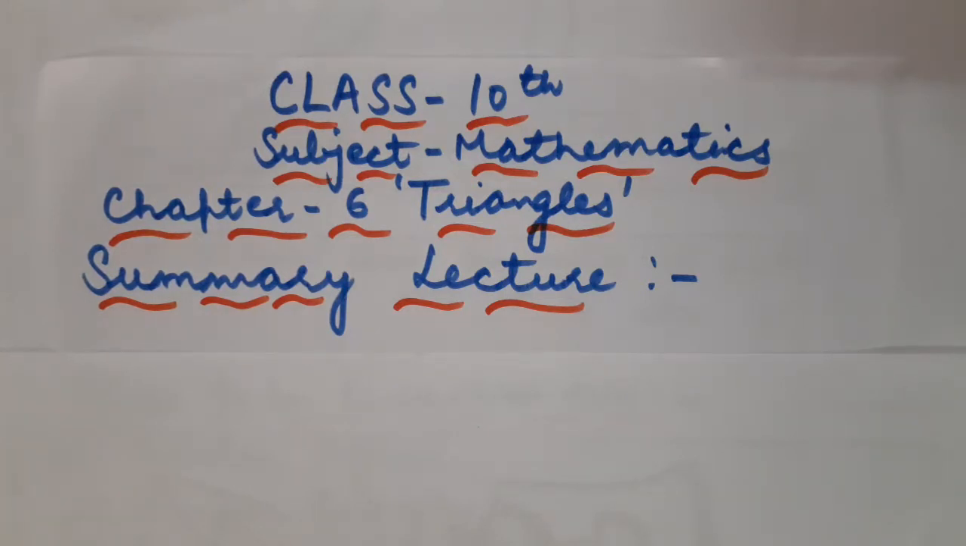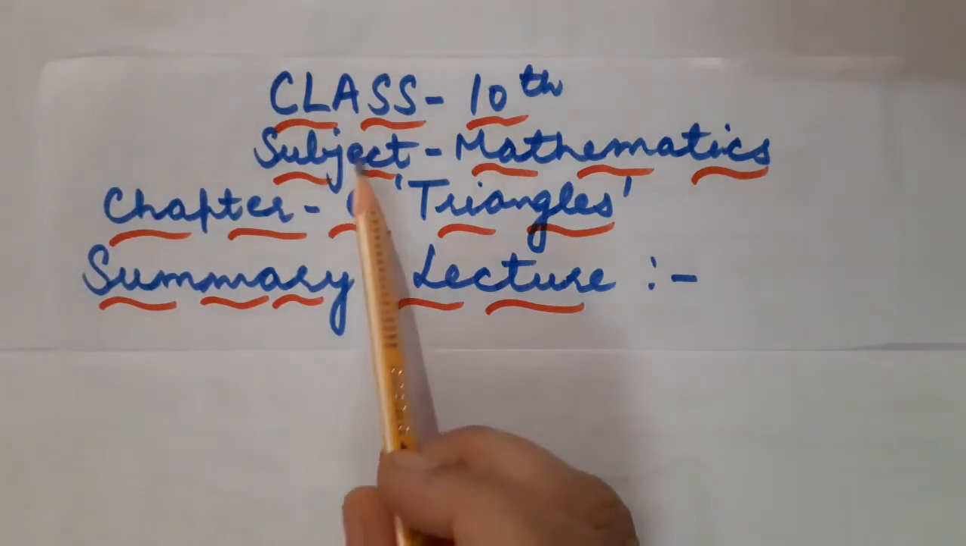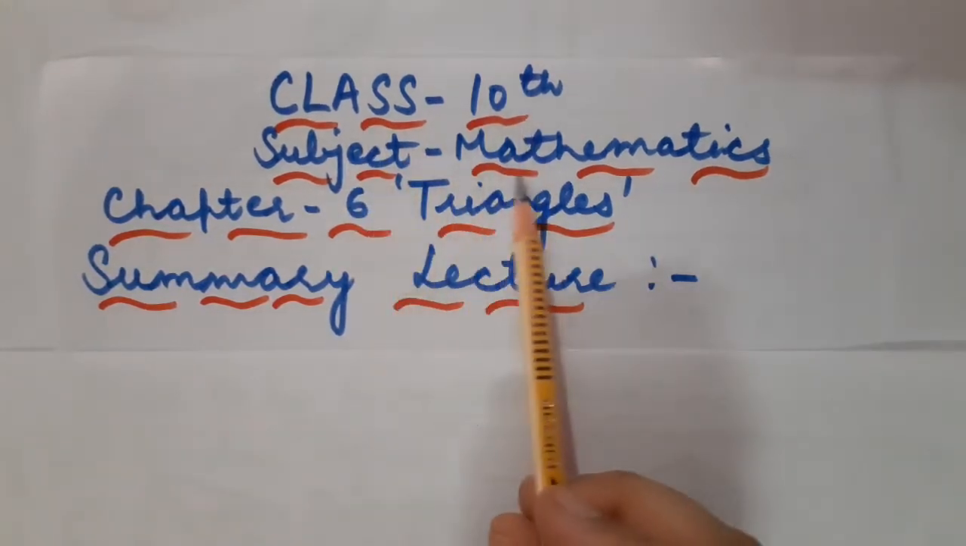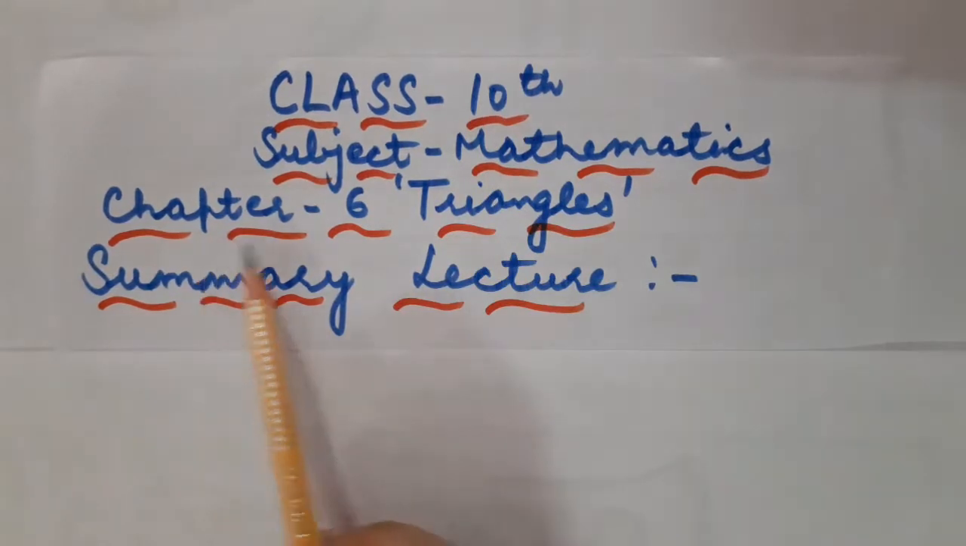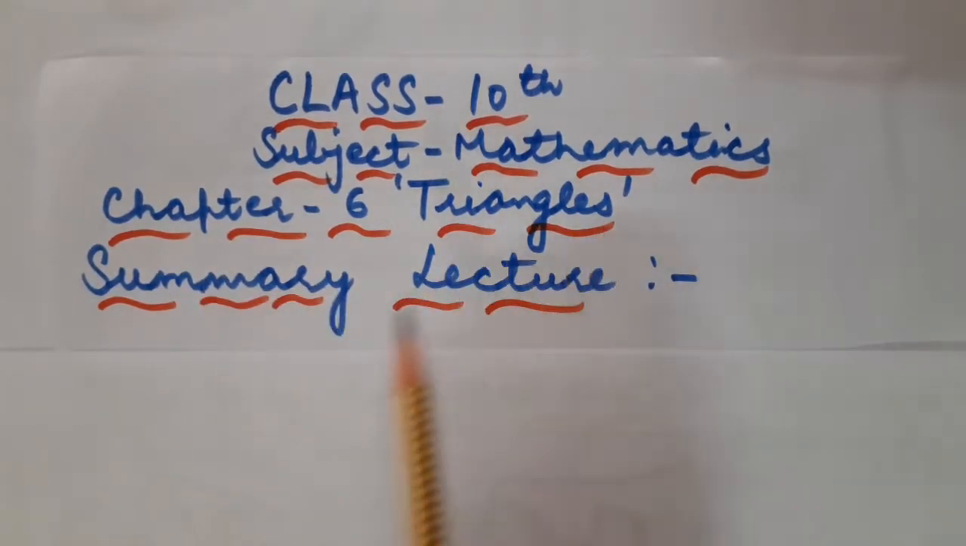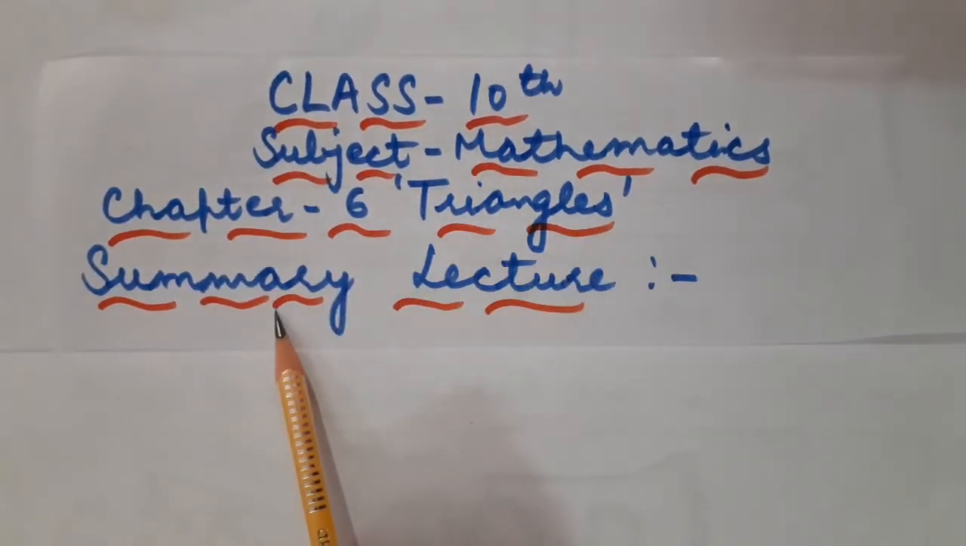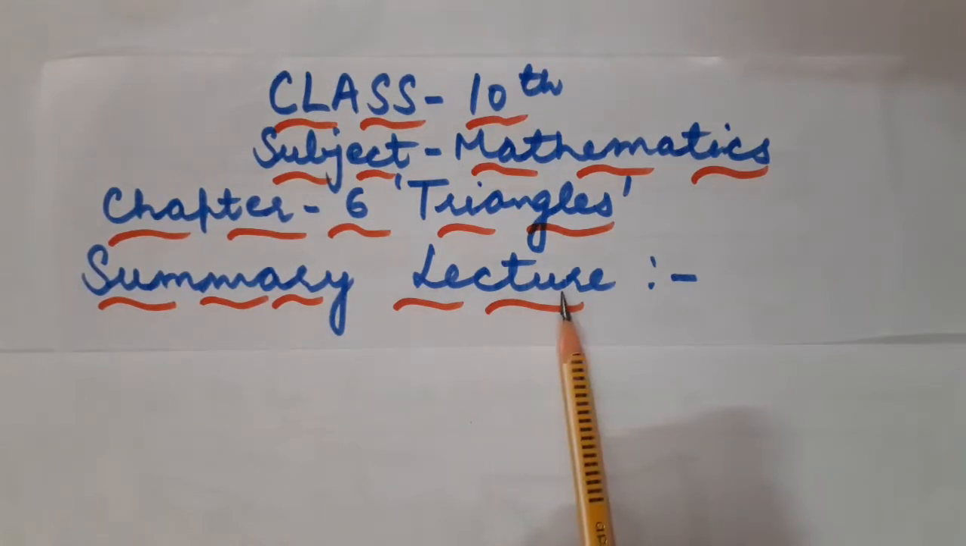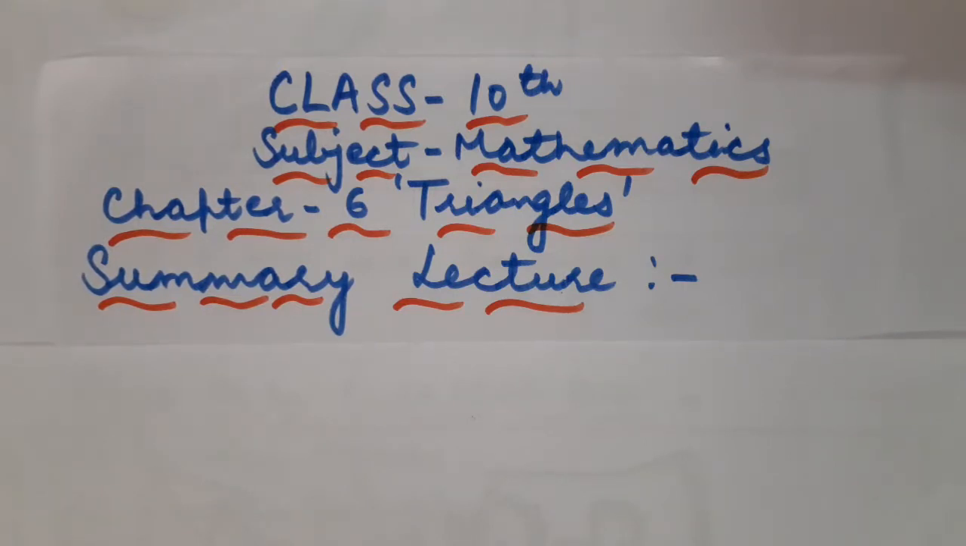So, children, let us start today's class of grade 10th. This is class 10th, subject mathematics, chapter number 6, triangles. Children, today I am going to deliver you a summary lecture. Fine? As we have finished the complete chapter number 6, triangles, in total 15 lectures, today I am going to explain you the complete summary of the chapter. Fine?